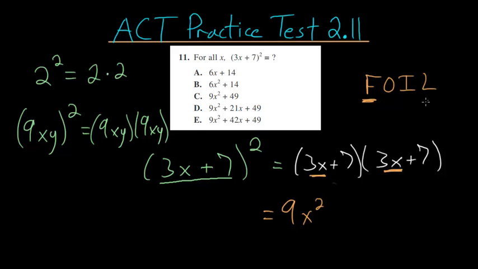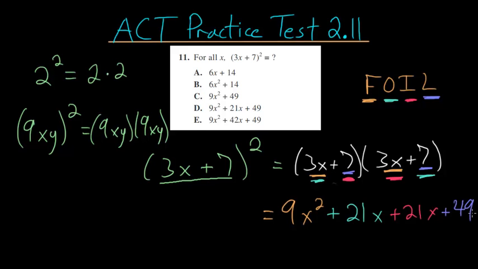The next part is to multiply the outer terms together. So that would be the 3x and the 7. And 3x times 7 would be 21x. And next, we would multiply the inner terms together. So we have this 7 here and this 3x here. And again, 7 times 3x is just 21x. And for our last part, we're dealing with the last terms. So that's this plus 7 and this plus 7, which multiply to give us 49.